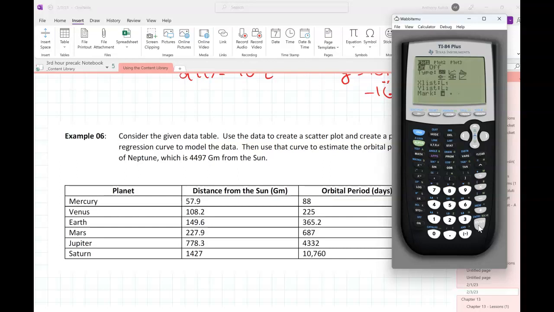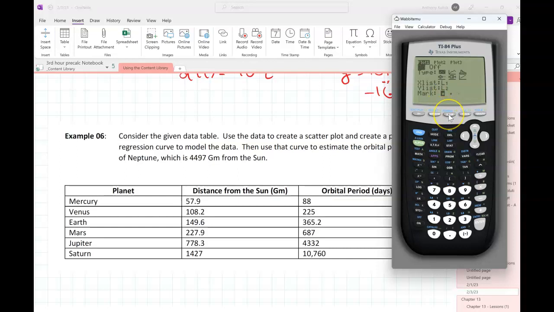Turn plot 1 on. Option 1 is good. That's the points, the scatter plot. That's what we want. I type my x's into L1. That's great. My y's into L2. That's great. I like the little square because it's easy to see. I'm happy with all that.